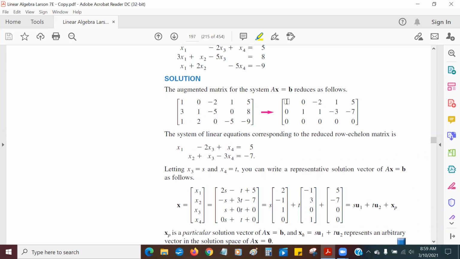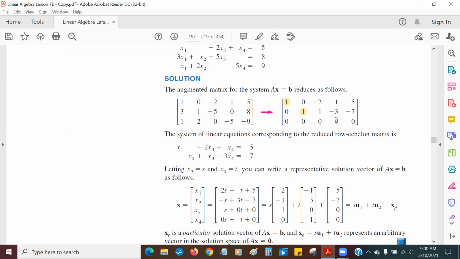Let's highlight this leading one. Boom. And let's highlight that leading one. Let's highlight this one. Let's highlight that one. And so we have these two leading ones, and that means that I have two columns left over. This column of constants doesn't count, but these two columns here are left over.